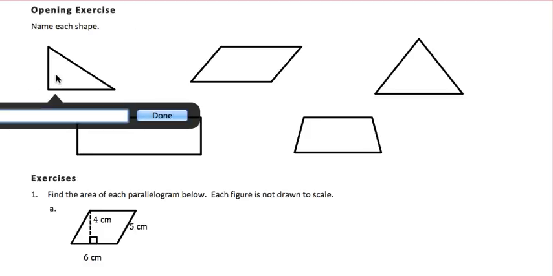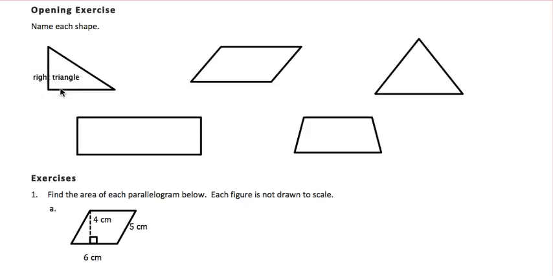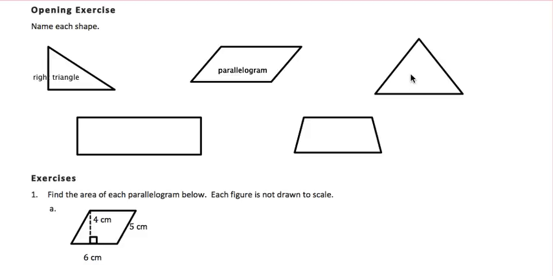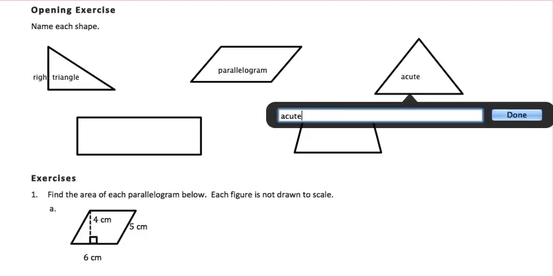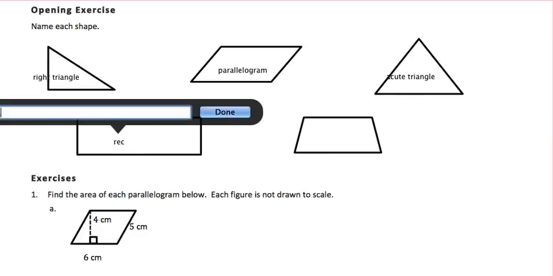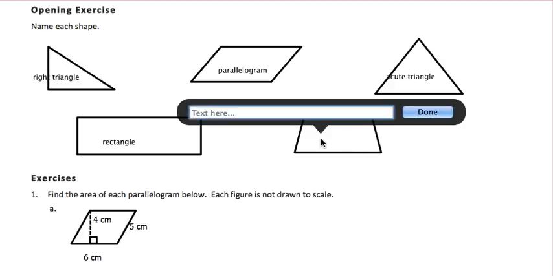So first on the left, we have a right triangle. We know it's a right triangle because we have a right angle in the corner. Then we have what we traditionally call a parallelogram. And we have another triangle, which is an acute triangle. The shape below, which we traditionally know as a rectangle. And finally, a trapezoid.